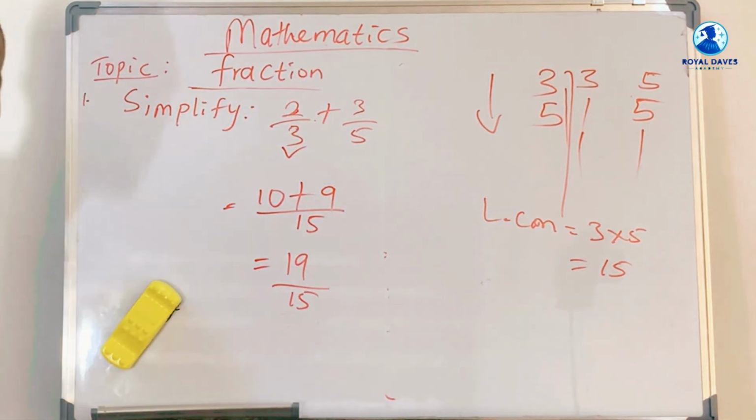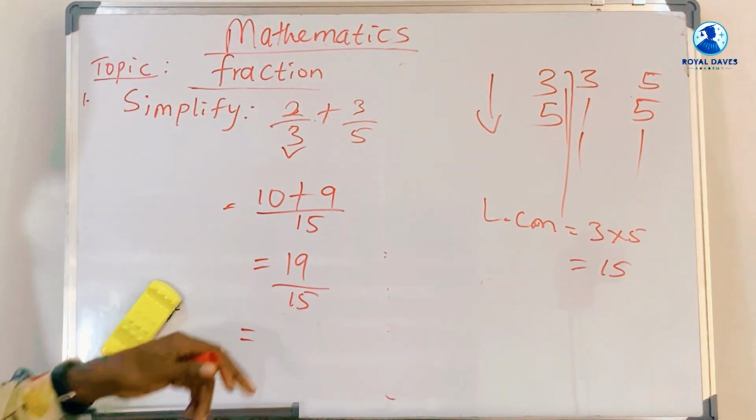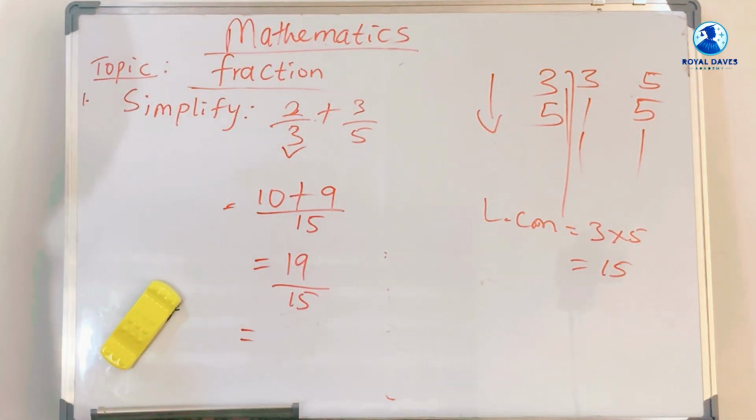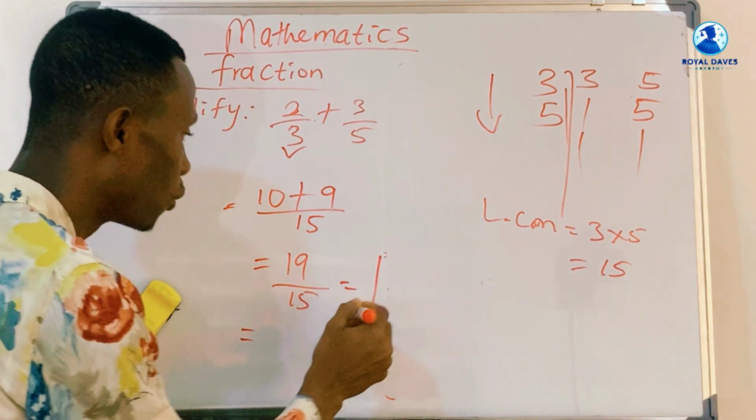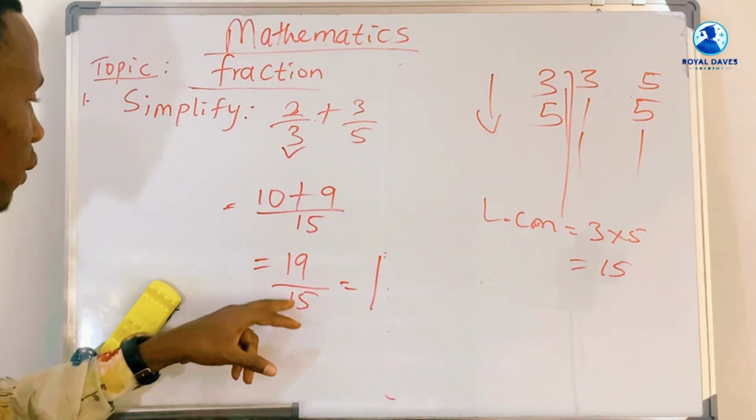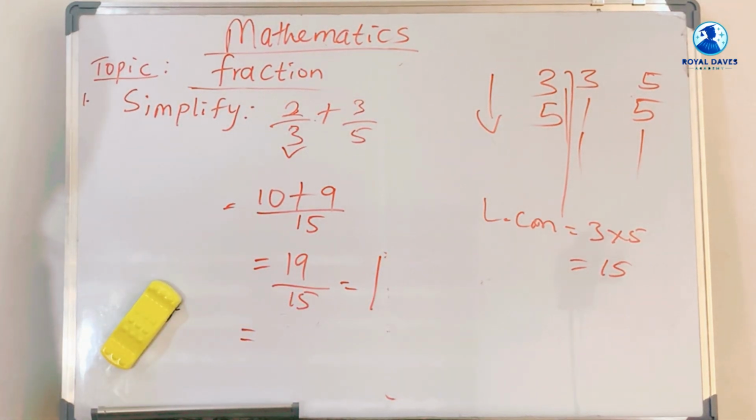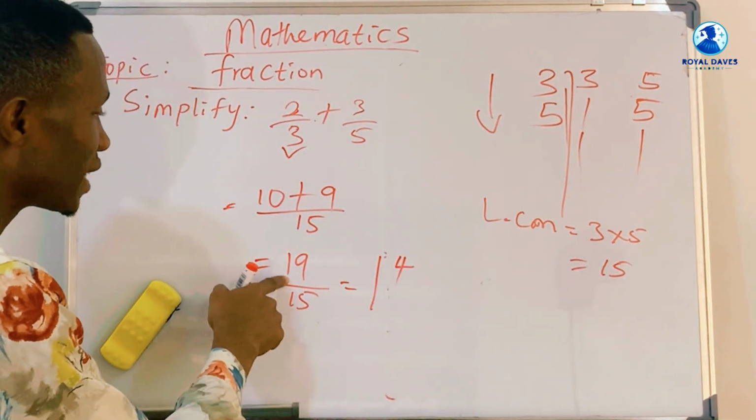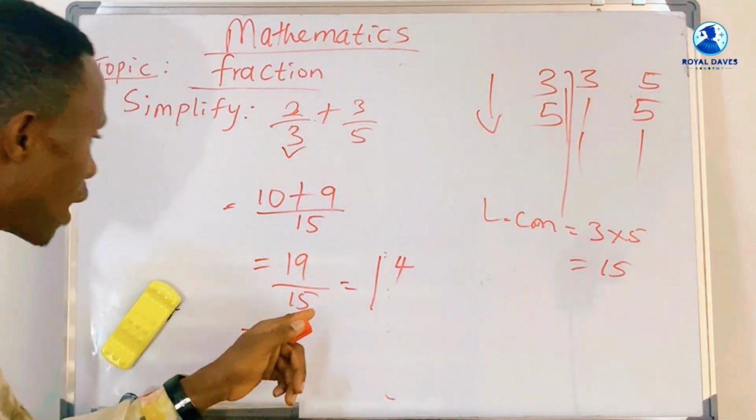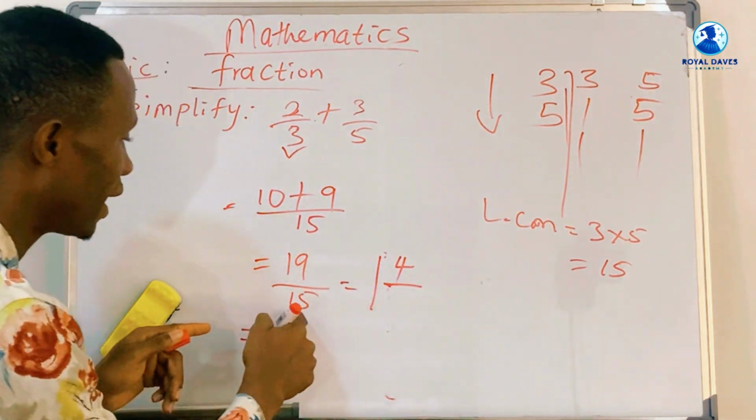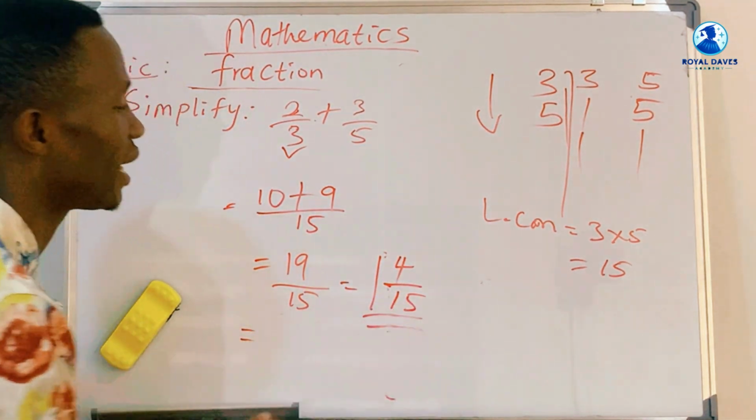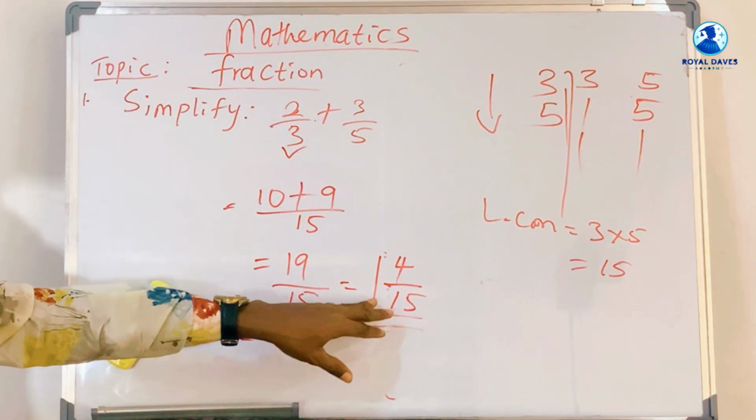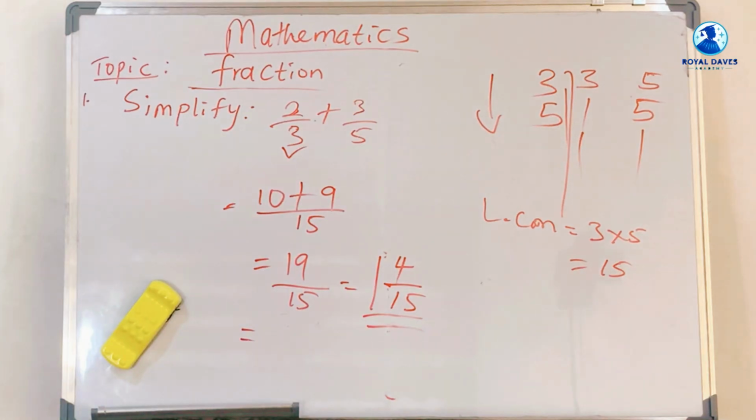So we can break it down further by saying 19 divided by 15. How many 15 can we get in 19? It will go once. So we break it down and have one whole number. When you remove 15 from 19, what will remain? You have 4. That is, 15 will go into 19 once, and then you have 4 remaining. 4 over this 15 here. That becomes our final answer. So we have broken it down to one whole number and 4 over 15 as our final answer.